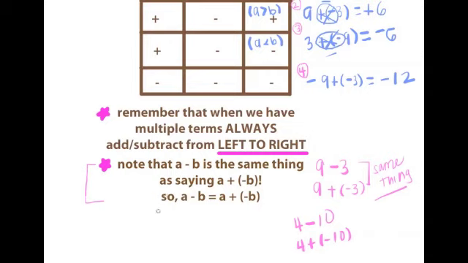This bullet point right here is just saying that if I give you lots and lots of things to add up, so let's say I give you 5 minus 6 plus 2 minus 4, work from left to right. So 5 minus 6 is negative 1. Then negative 1 plus 2 is going to be 1. And then 1 minus 4 is going to end up giving me negative 3.